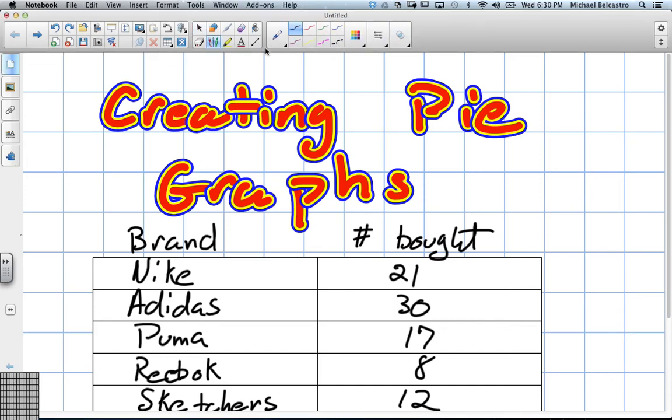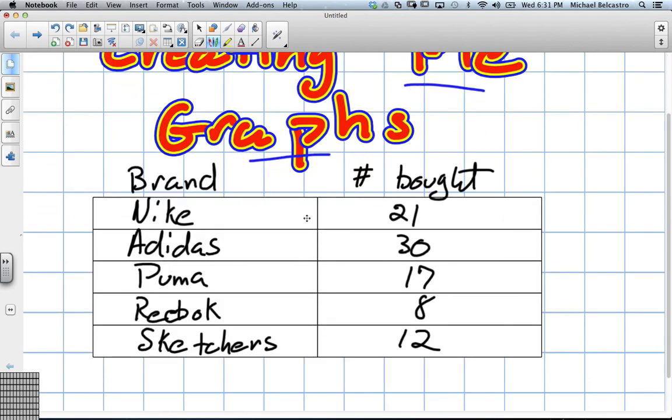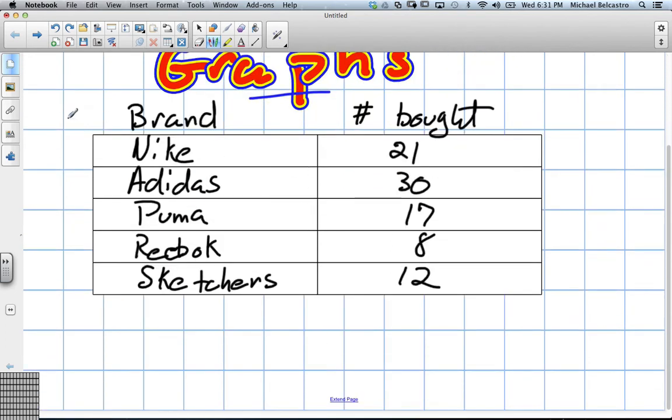Okay, so we're going to look over creating a pie graph. The first thing we're going to do is, they've given us, let's say this is a local store that sells brands of shoes, and these are the brands they sell. In that store they've taken an inventory, and maybe in the last week this is what they have sold, so the amount of each shoe they've sold. They want us to make a pie graph representing the relationship.